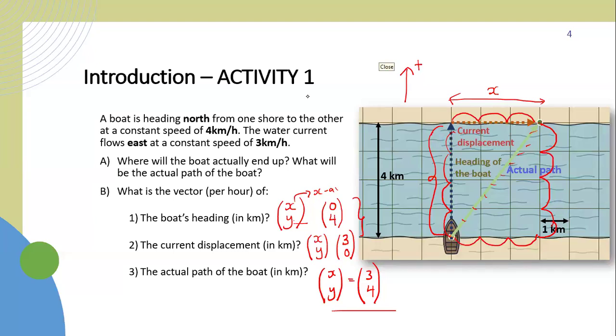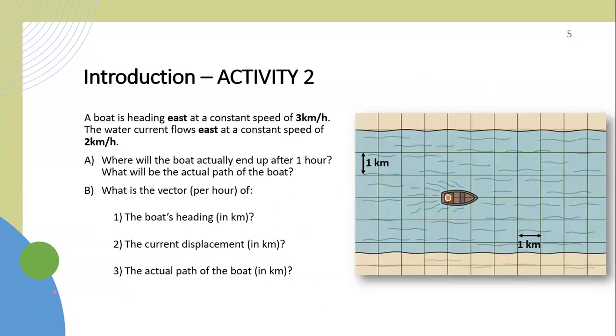So we are going to try one more. Let me put another number and I ask you to try. I want us to read this question, everyone, and then I'm going to ask you to write for me the vector for part 1, then part 2, and then part 3. I understand in the chat you may not be able to write them in column form, but I want you to write them horizontally: the boat heading, the current displacement, and the actual path.